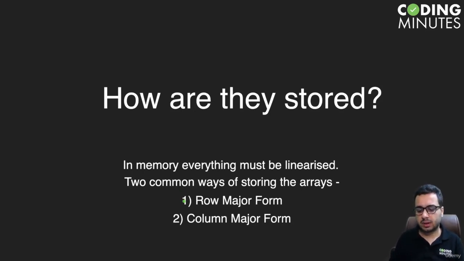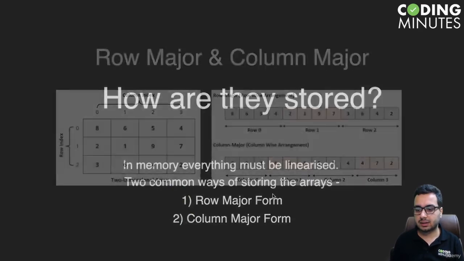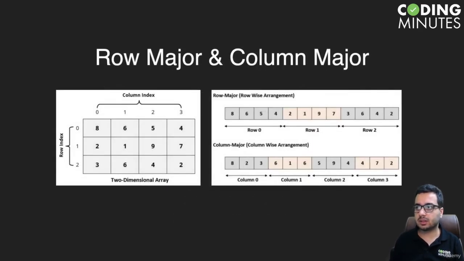So there are two common notations. One is known as row major form and another is known as column major form. Let us talk about what is the difference between these two forms. Row major form basically stores everything that is in one row together like this. Then the next row is kept adjacent to the first row. Okay, so the next row is like this one.